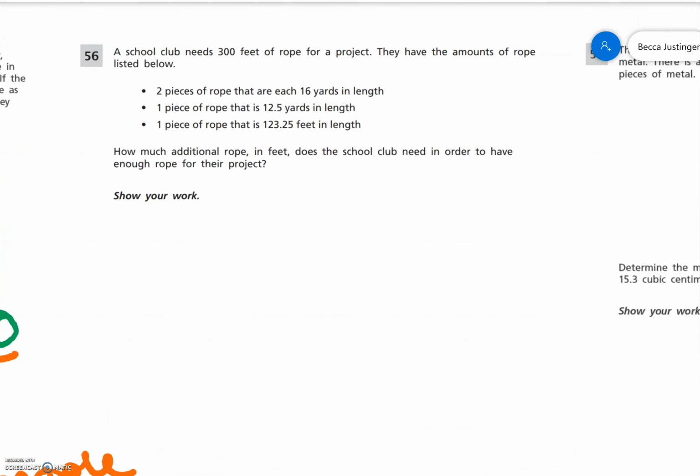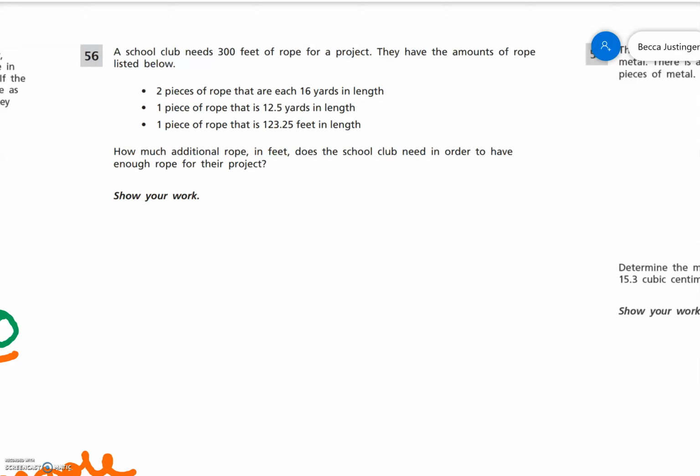Number 56. A school club needs 300 feet of rope for a project. They have the amounts of rope listed below. 2 pieces of rope that are each 16 yards in length, 1 piece of rope that is 12.5 yards in length, and 1 piece of rope that is 123.25 feet in length. How much additional rope in feet does the school club need in order to have enough rope for their project?